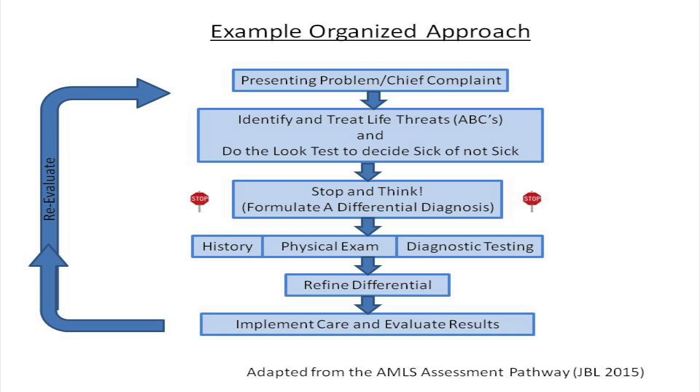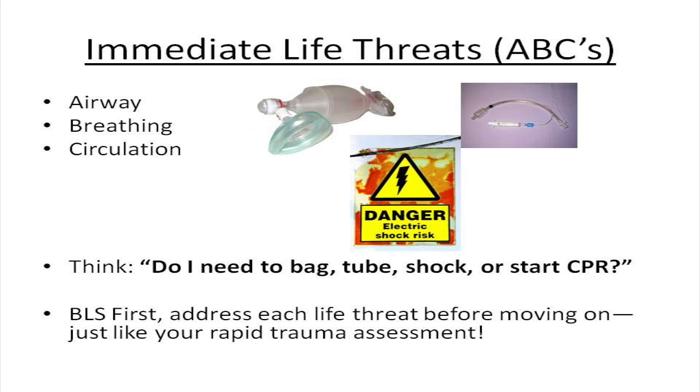Now, going back to our pathway, you see the first thing there is immediate life threats, ABCs. Do I need to be bagging, tubing, shocking, or doing compressions on this patient? Really, what do I need to do this very second? Remember BLS first with this, and remember that you address each life threat before moving on, just like in your rapid trauma assessment. This is very similar to your rapid trauma assessment, the initial ABCs. In a trauma patient, it might be controlling an airway and controlling bleeding. Here it's airway, breathing, circulation.